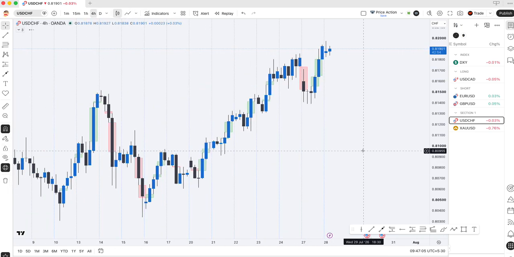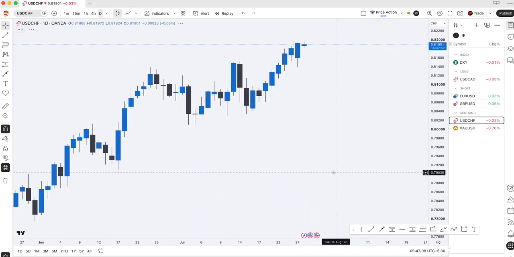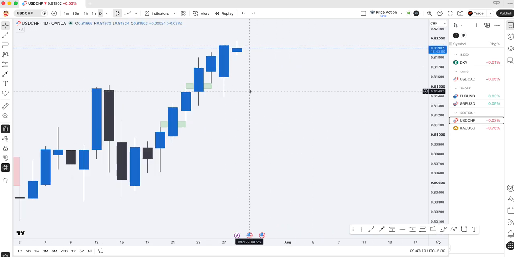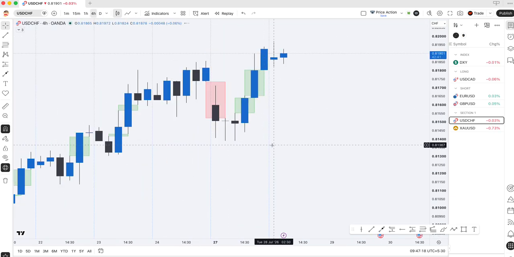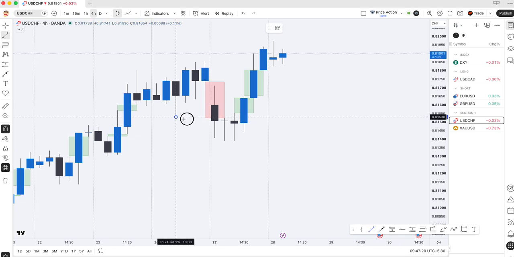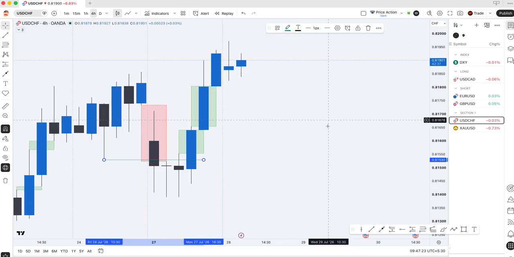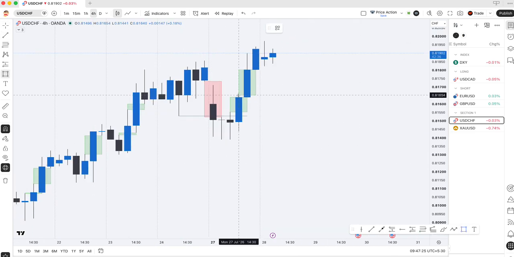USD CHF, daily clearly bullish. What did we do yesterday? We swept the day before yesterday's low, tapped into the fair value gap, and closed back up. 4 hour time frame, we swept and closed back up. What do we have today? We have a bullish fair value gap here.